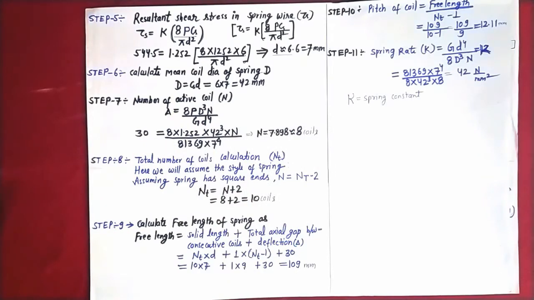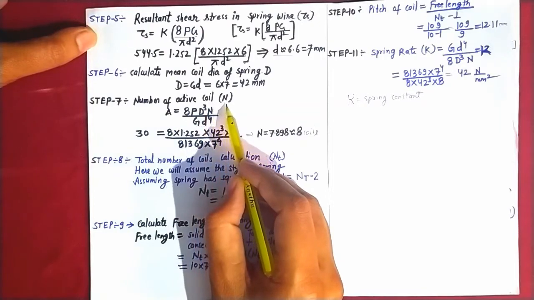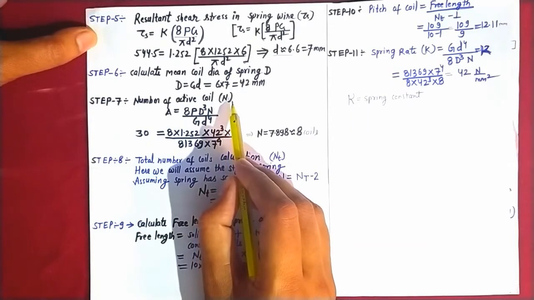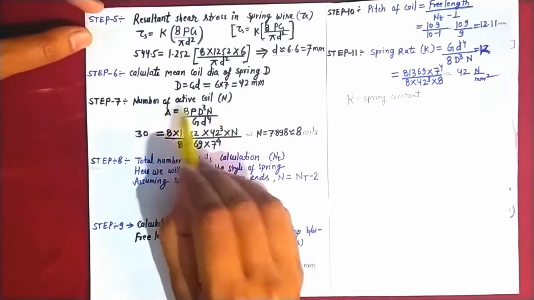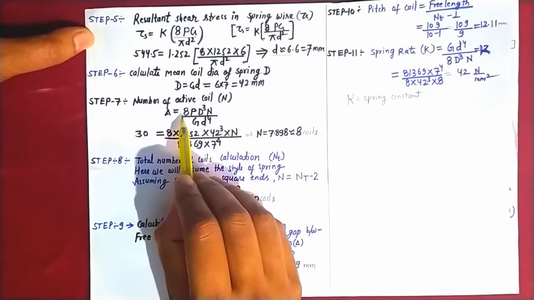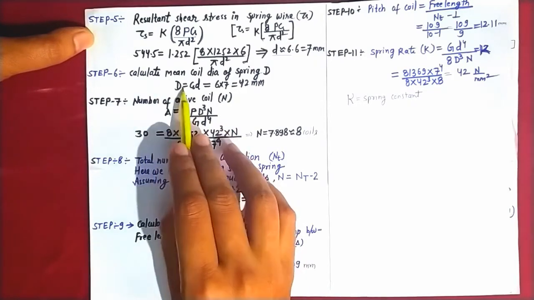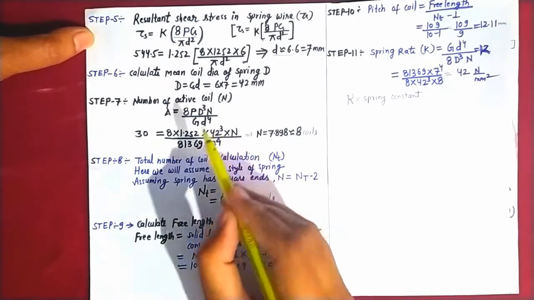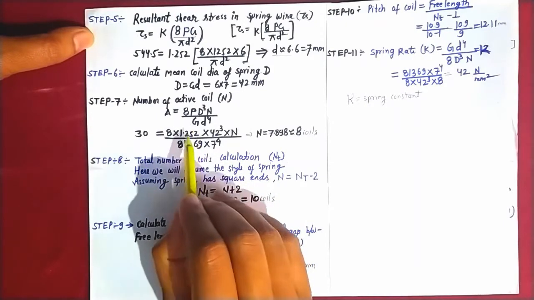Now let us come to step number 7. In step number 7, the number of active coils we have to calculate. Number of active coils means the coils which are taking part in the compression and extension, okay, that are called the active coils. So the deflection delta is equal to 8P D cubed N, where P is the maximum force, D is the mean coil diameter, and N is the number of active turns, divided by G d raised to power 4, where d is the diameter of the wire and G is the modulus of rigidity.